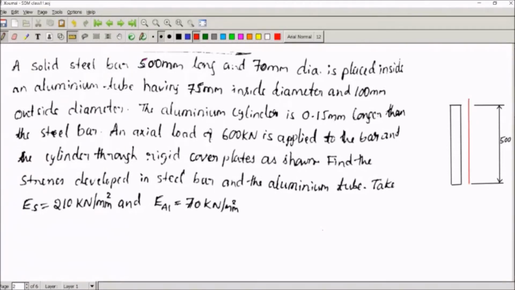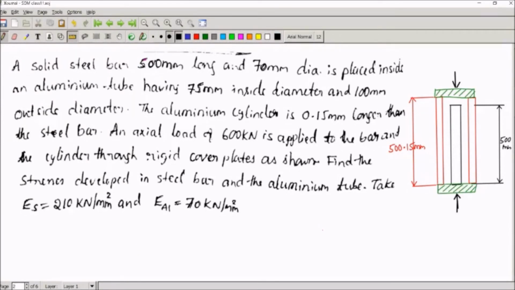I will show that aluminum cylinder is little longer than the steel bar. This is aluminum cylinder. The length is 500.15 mm. It is said that it is loaded axially. We'll assume it as compressive load, but we have to show two cover plates. We'll show one of the cover plate here and second cover plate on the bottom side. And the magnitude of the load is 600 kilonewton. So we'll write this as steel and this as aluminum. It is a hollow aluminum cylinder.